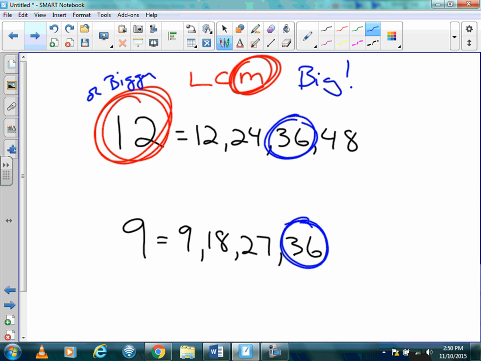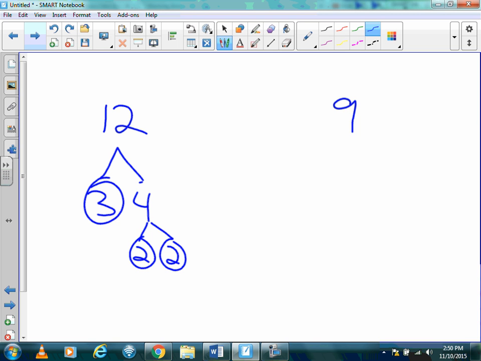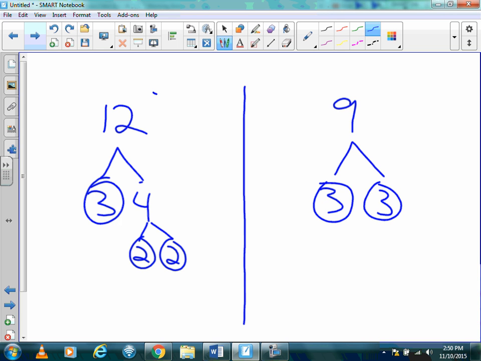It's 36. Let's try it as a tree. 12 and 9. How about 3 and 4? And 3 and 3. Remember, we get a match and then we use our leftovers. Okay, let's match it up. I got a 3 and I got a 3. Write it down once.